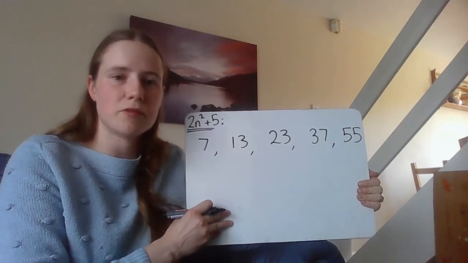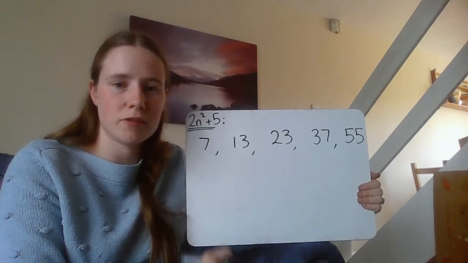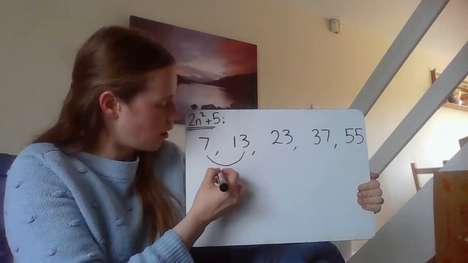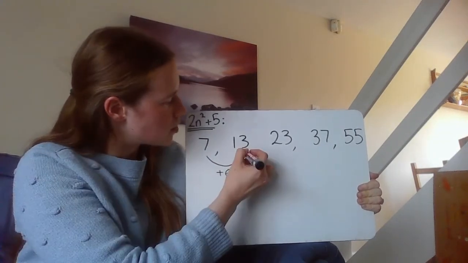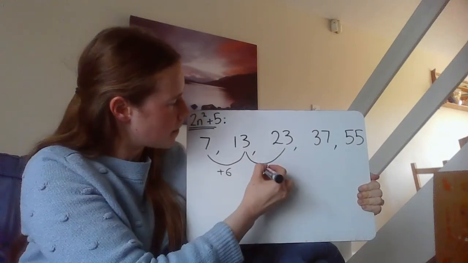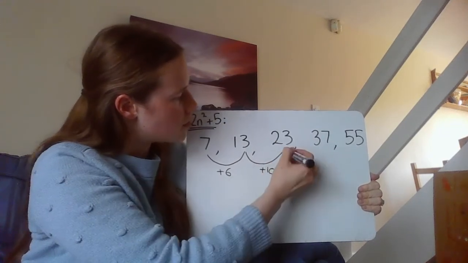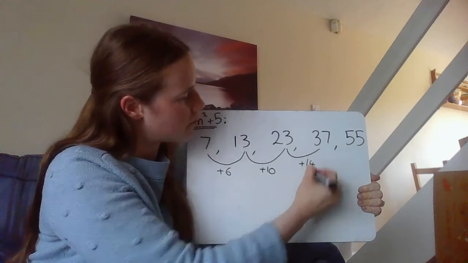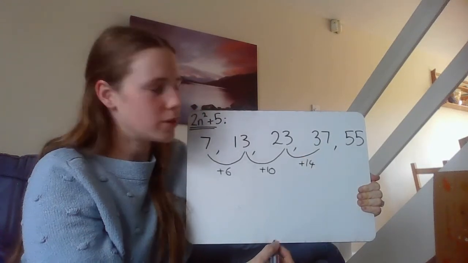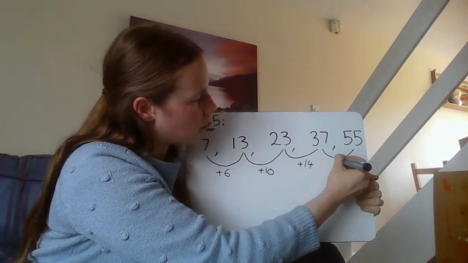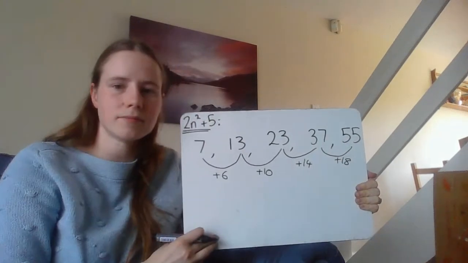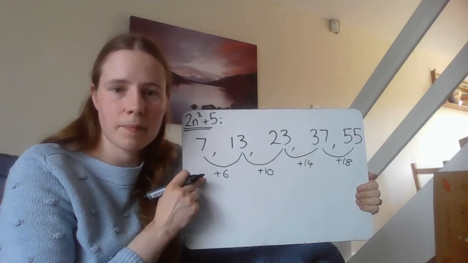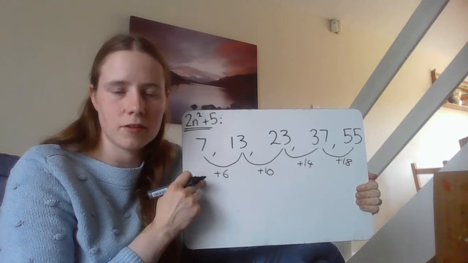To find the second difference, I first of all need to find the differences. So, to go from 7 to 13, I'm adding 6. To go from 13 to 23, I'm adding 10. To go from 23 to 37, I'm adding 14. And to go from 37 to 55, I'm going to be adding 18. So those are the differences. You'll notice they're different every time. However, there is a pattern to them.